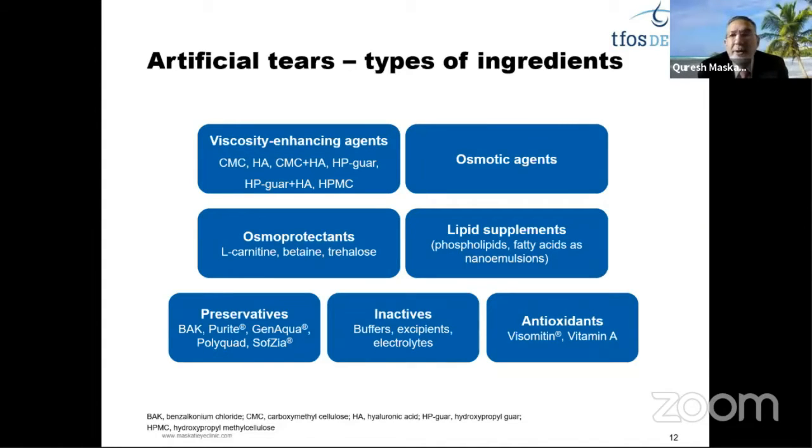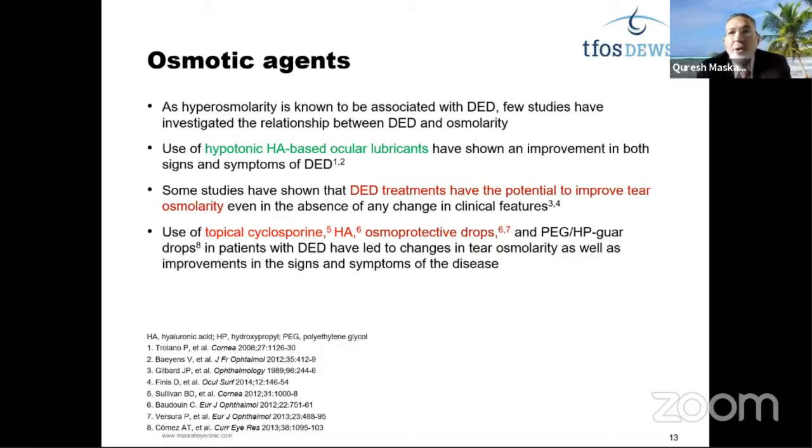You have osmoprotectants, tiny molecules that go into the cells and hold on to the water in the cells, like L-carnitine, betaine, trehalose to some extent. As I said, lipid supplements are not yet available. Hopefully we'll get them. And then all the drops contain some preservatives, some friendly, some less friendly, and some inactives which are used to stabilize the teardrops. We won't go into all the various osmotic ones, but hypotonic tears were used and came in a big way, but they're really not very useful and have gone out of the window now.